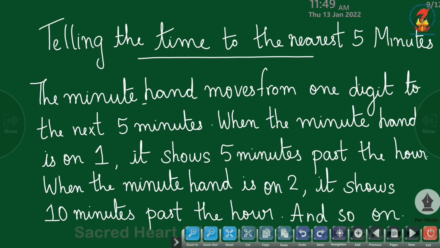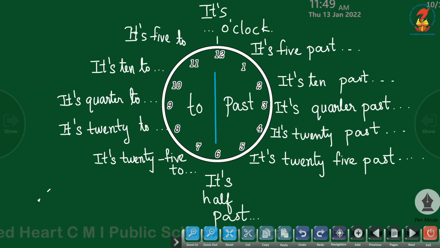So it shows 10 minutes past the hour, and so on. When both the hands are on 12, we can say that is 12 o'clock. If the minute hand, the longer hand, is on 1, we can say it's 5 minutes past the hour. When the longer hand is on 2, we can say it's 10 minutes past the hour. When the minute hand is on 3, we can say quarter past.